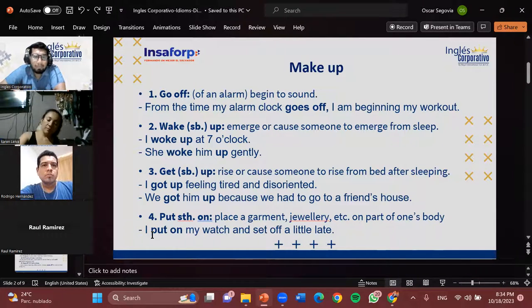Here we have an example. I put on my watch and set off a little late.